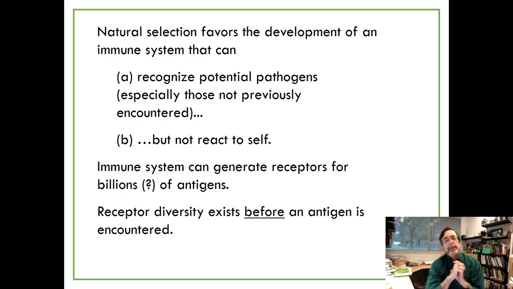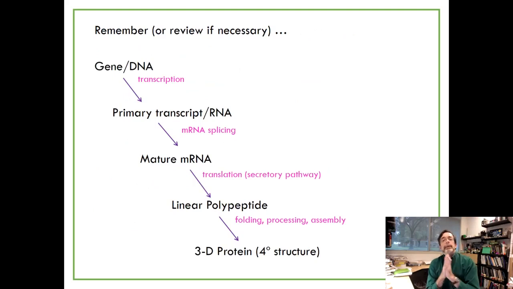So just remember, receptor diversity is there from the beginning. And then when an antigen is encountered, it's not a matter of making a new sequence, but of selecting an existing sequence from a huge library. And so, because this is a cell biology talk, essentially, there's a little bit of cell biology from Bio 2000 level that we have to remind ourselves of.